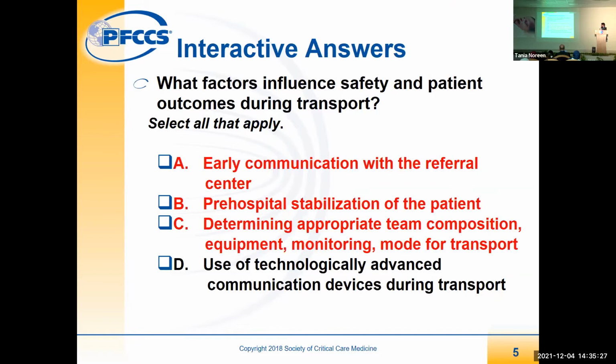okay. So it may be D because use of technology and advanced communication devices is not required during the transport. Which may be other important things, that is pre-hospital stabilization is quite important. Early communication with the reference center and determining appropriate team composition, equipment and monitoring and mode of transport is very important. Next, please.